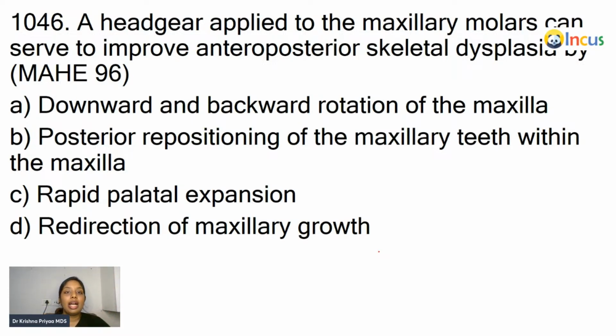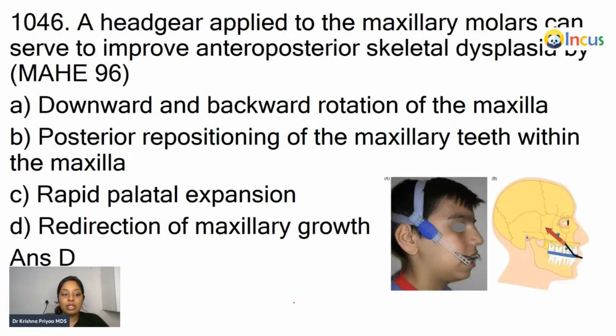That's all. A headgear applied to the maxillary molars can serve to improve the anterior posterior skeletal dysplasia by... Obviously with headgears, the inner bow is given to the maxillary molars only. So what will happen? Here they have not mentioned what kind of headgear it is. The options are downward and backward rotation of maxilla, posterior repositioning of maxillary teeth within the maxilla, rapid palatal expansion, redirection of the maxillary growth. So the answer would be redirection of the maxillary growth.